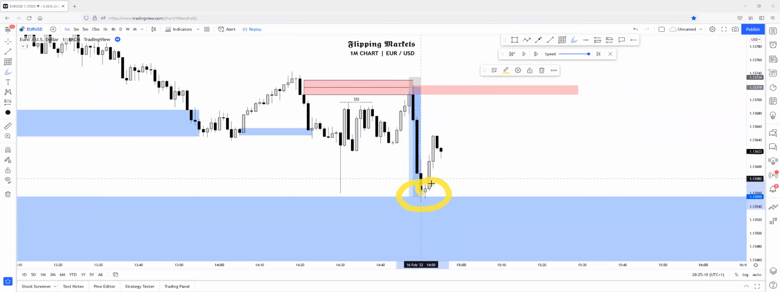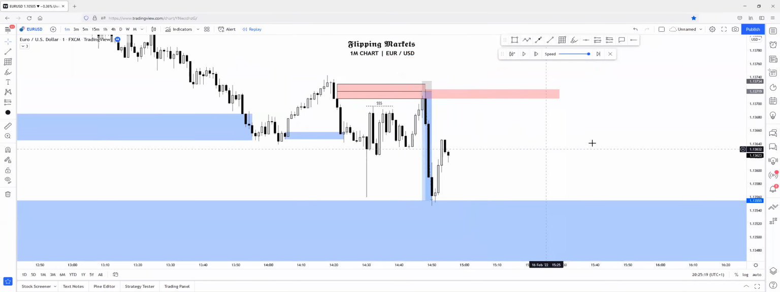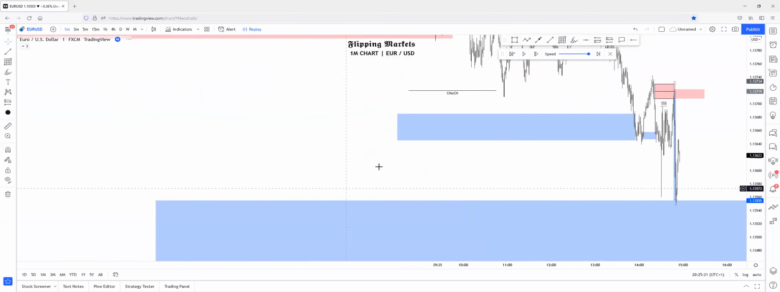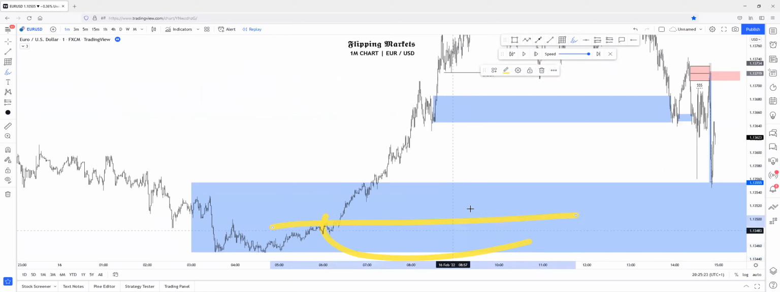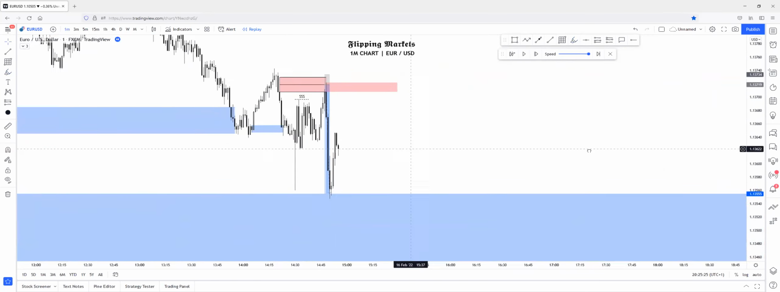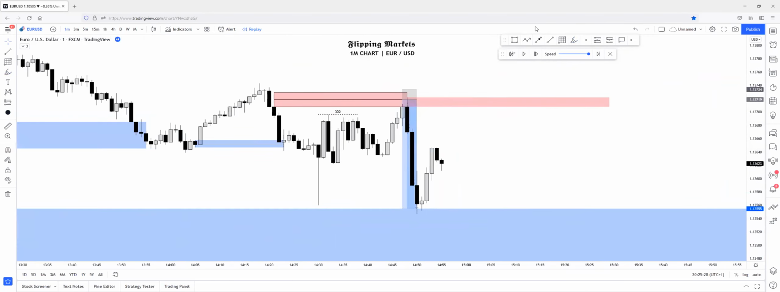Okay, so we can't really count this as a 4-hour zone mitigation because, as I said, this was maybe a 1% mitigation of this zone, and the main trend is still bearish. And I believe there will be a deeper mitigation of a 50-minute zone down here somewhere at this region. So let's see what's happening next.